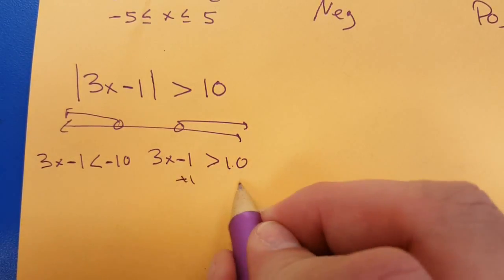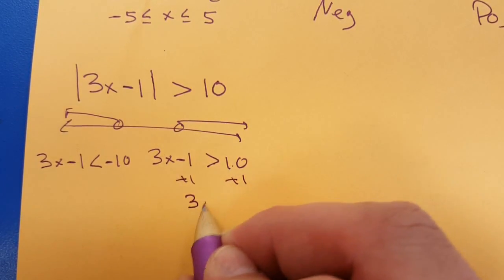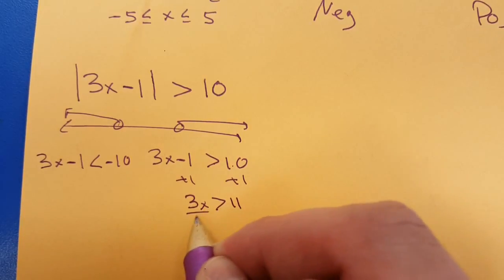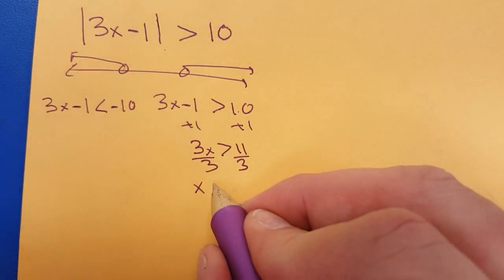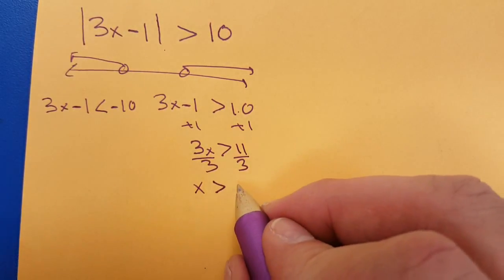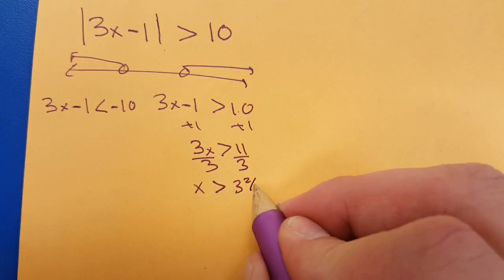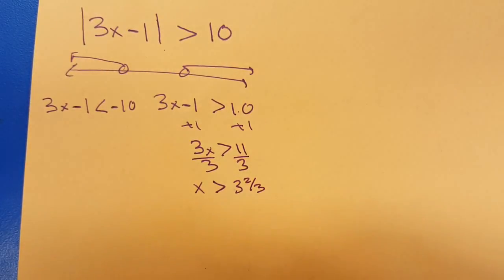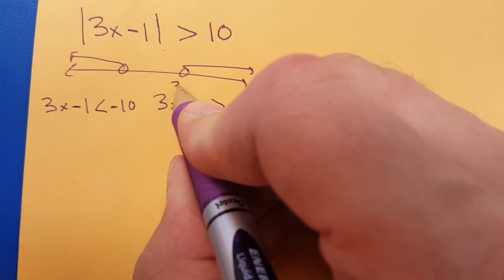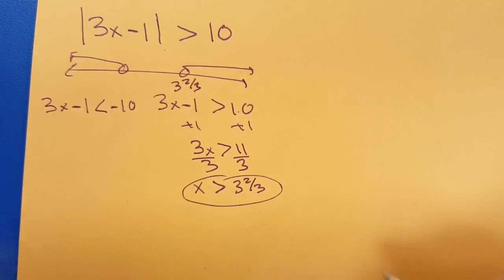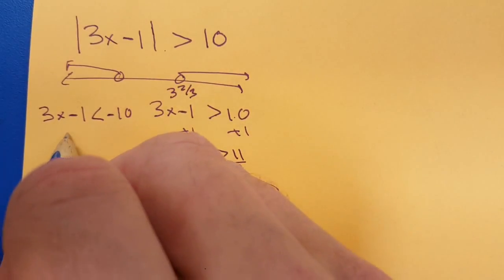So I'm going to add 1 to both sides, I'm going to have a 3x greater than an 11 divided by 3. One of my solutions is going to be x is going to be greater than or equal to, I think that's going to be a 3 2/3. Okay, too bad that's not 12. I could have made a whole 4. Oh no, it's a fraction. Don't worry about it. Still a number. 3 2/3. Okay, solve this one over here.